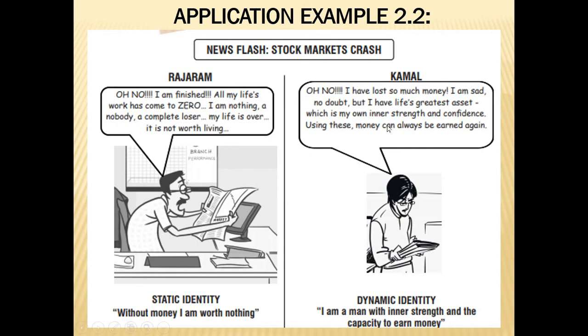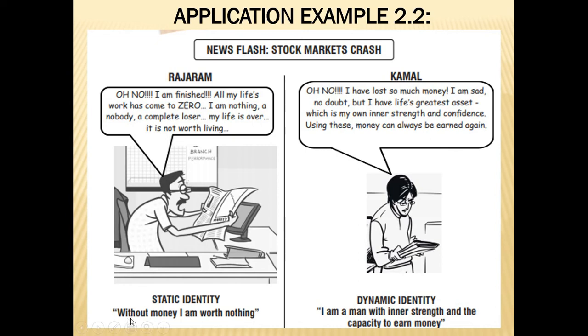While Kamal says, "Oh no, I have lost so much money. I'm sad. Yes, of course, no doubt. But I have life's greatest asset, which is my own strength and confidence. Money can always be earned again, right?" So you have to always remember that there are things in life that can be achieved anytime, whether it is a setback or progress for you. You have to always learn and gain confidence, always and always.